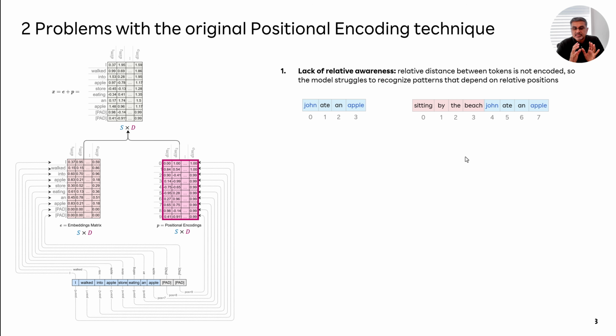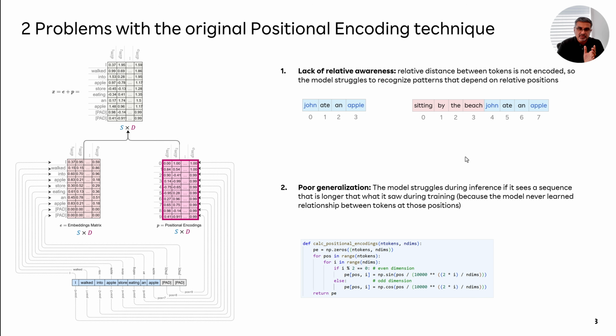And we know that there is a certain signal strength that proximity of words carries when they convey meaning. So it is very important to capture that proximity of words, for which there is no facility in the original positional encoding technique, because it uses pure math to say for this slot I'll use this sine function, and for that slot I'll use the cosine function, and so on.